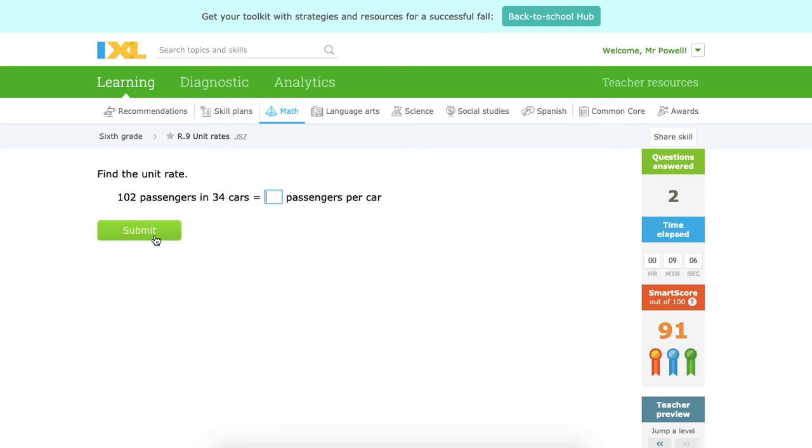You're just taking, again, passengers per car. It'd just be the passengers divided by the number of cars. And that's what you're doing on these.